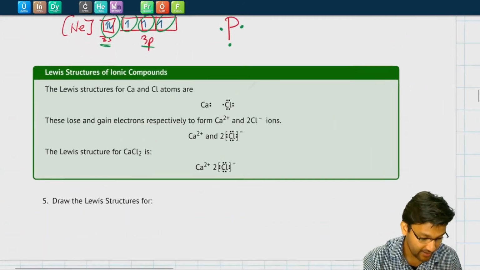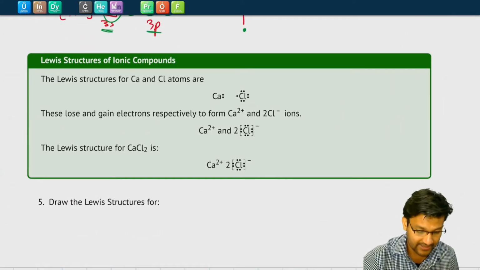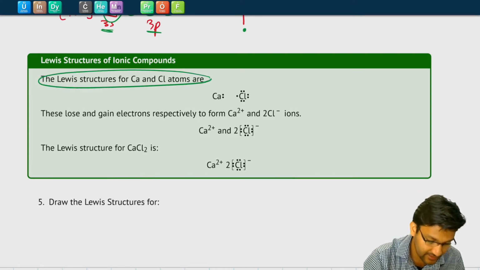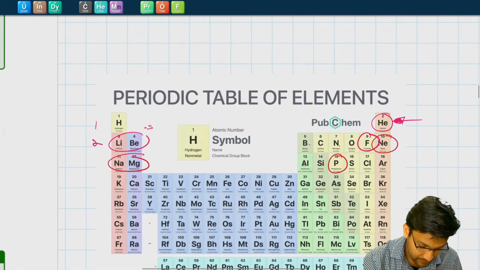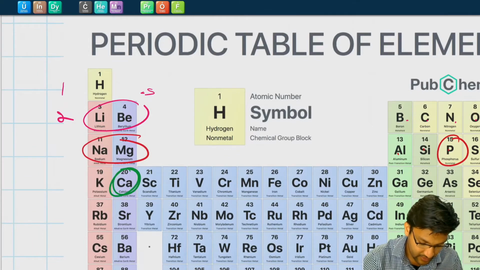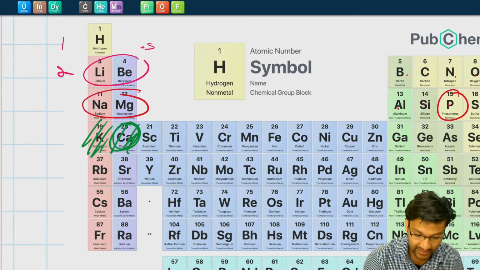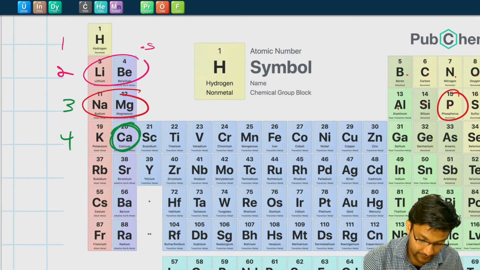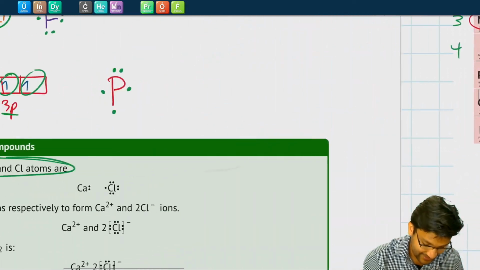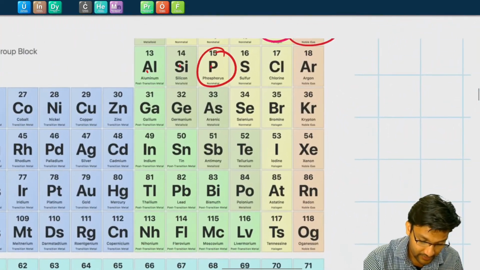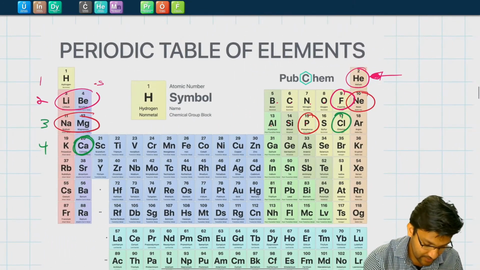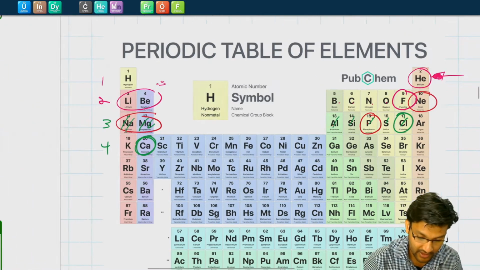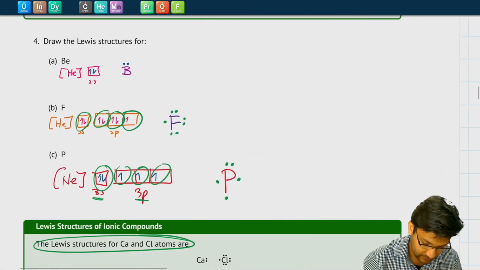Okay, let's move on to ions. Ions are the same thing, except we need to add or remove electrons depending on whether we're forming positive or negative ions. For example, let's look at calcium and chlorine. Calcium is right here. So in the valence orbital, we'll have 2 paired electrons in the 4s orbital, right? And for chlorine, chlorine is here, which means in the 3s orbital, we'll have 2 paired up electrons, and then we'll have 1, 2, 3, 4, 5 electrons in the 3p orbitals.